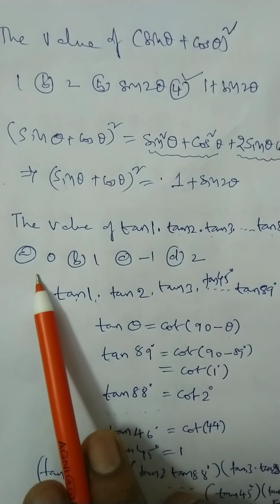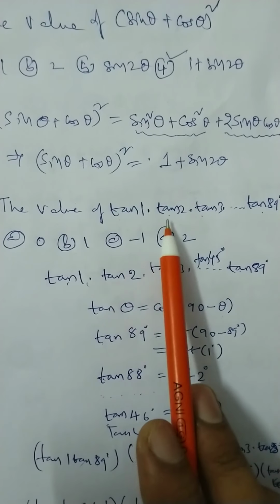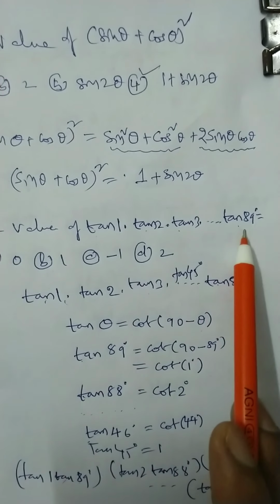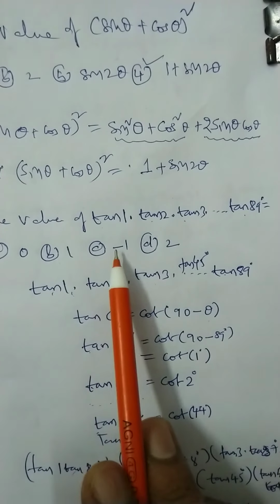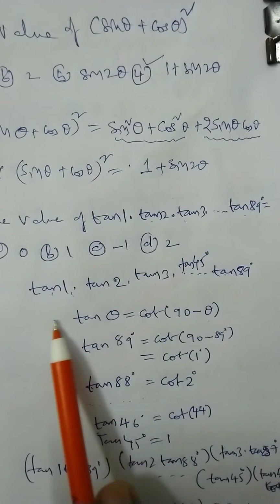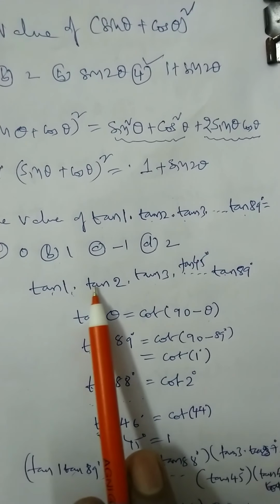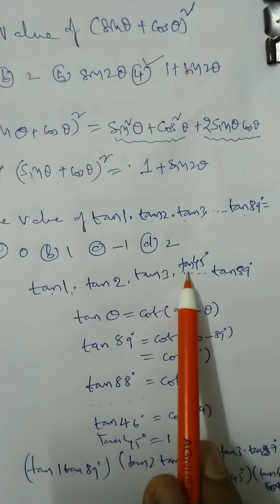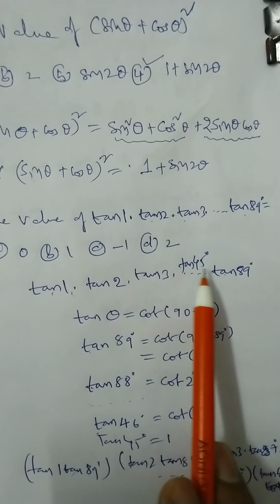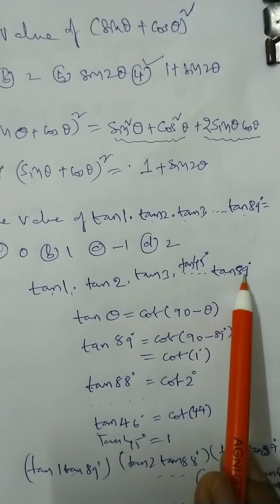Now see the second problem. The value of tan 1 into tan 2 into tan 3 and so on up to tan 89 degrees. The options are 0, 1, minus 1, 2. Here the product is tan 1 into tan 2 into tan 3. In between we have an angle 45 degrees also. So we have tan 45 and tan 89.